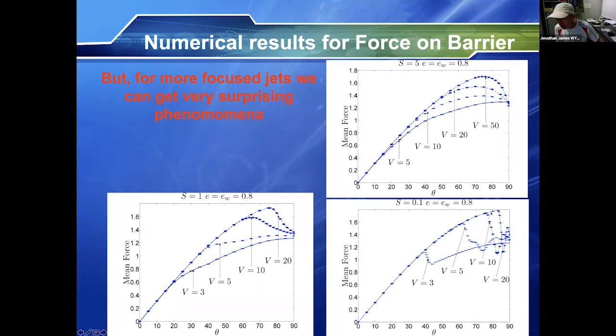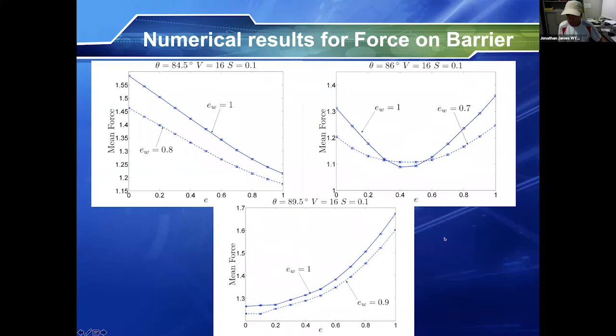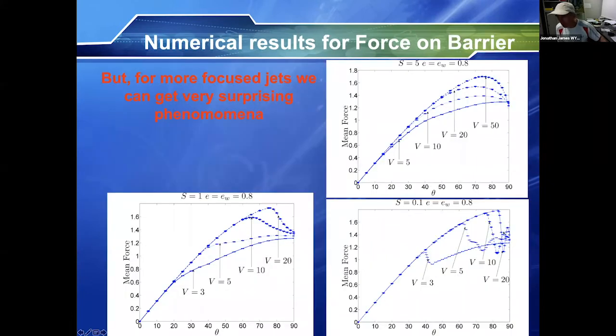Or if you look over here, it can decrease and then go flat and then decrease. And then increase and decrease, a lot of crazy oscillations. So what's going on? Why do we get this? As far as we're aware, no engineers were familiar with this topic. I think they always tried to build their barriers in such a way that they were anticipating that the smaller the angle, the weaker the force would be.